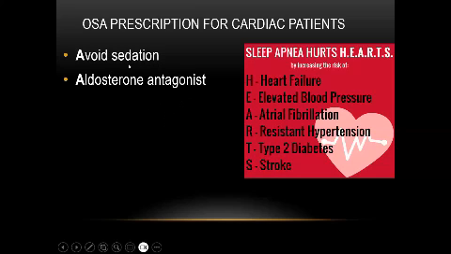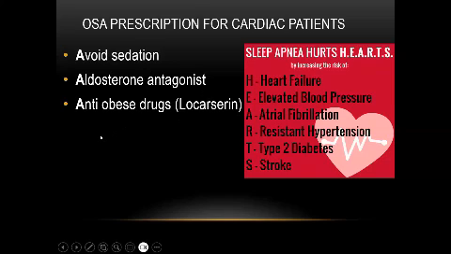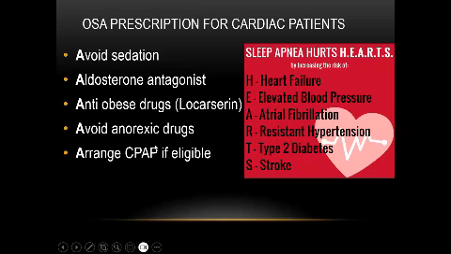So I'm going to tell you what should be done when the patient has got OSA and cardiac disease. Avoid sedation. We can use aldosterone antagonists, which are very specific drugs for obstructive sleep apnea. Use anti-obesity drugs, especially lorcaserin, and not any other anti-obesity drugs. Avoid anorexic drugs and arrange CPAP if eligible. So these are the 5 A's especially. So this is how you select.